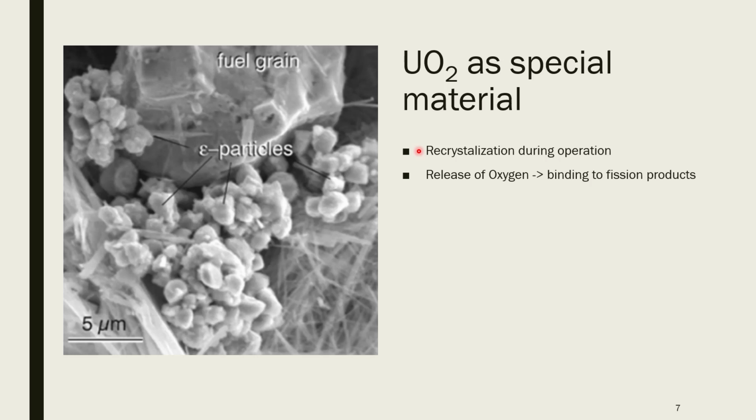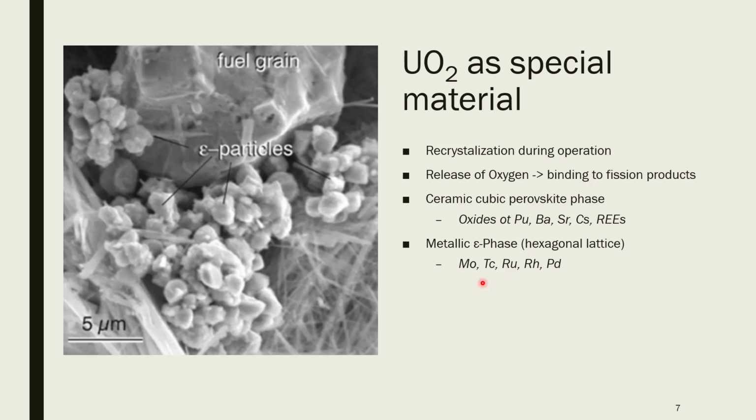So it's very important that the nuclear fuel itself is the first and the best barrier for preventing the release of any fission products. These fission products are chemically bound inside of this fuel, for example, as an oxide. But there are also some other phases which are seen here. For example, the epsilon phase in the nuclear fuel can end up as a ceramic cubic perovskite phase, which contains, for example, plutonium, barium, strontium, cesium, and other rare earth elements as oxides, but sometimes you can also end up with a metallic epsilon phase. You can even have some metallic cesium-137 inside of the fuel, depending on burn-up and so on. I'm just a nuclear chemist, I don't operate nuclear reactors.